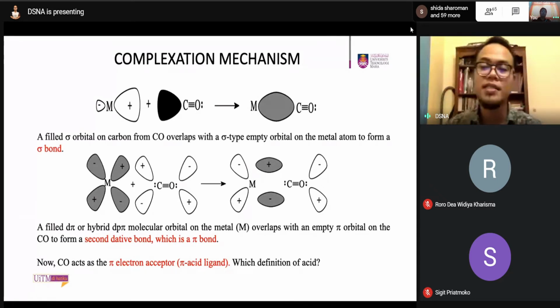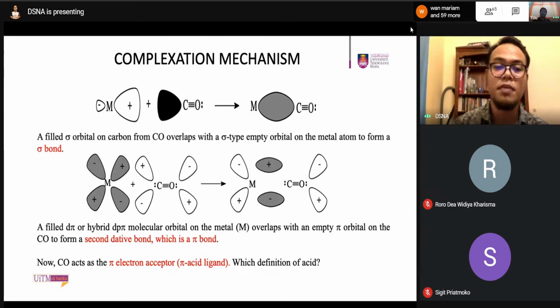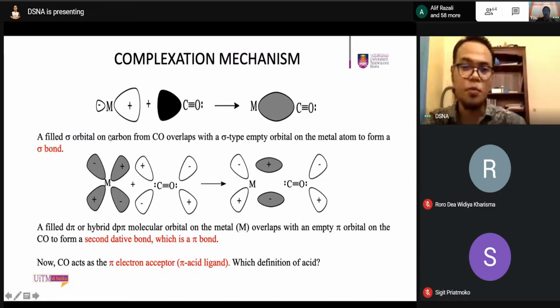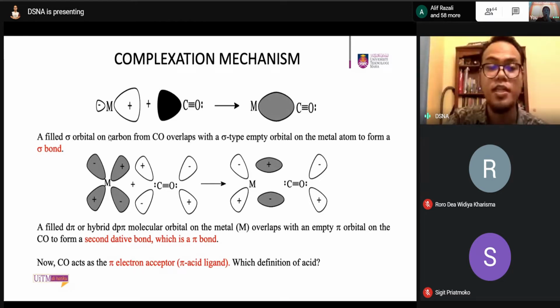So this acid-base definition is actually based on the Lewis definition. So a Lewis acid is a pi electron acceptor, and a Lewis base is a pi electron donor. So in this case, we can understand that your ligand is behaving as a pi acid ligand, pi acid, and then the metal is behaving as an electron donor. So it is a Lewis acid-base interaction between the metal and the ligand.